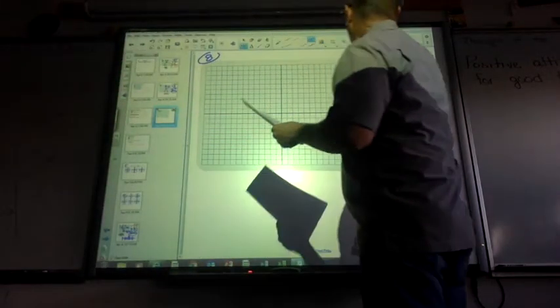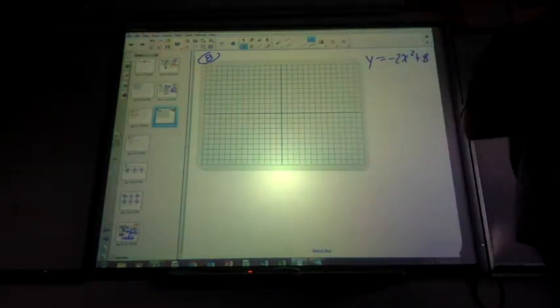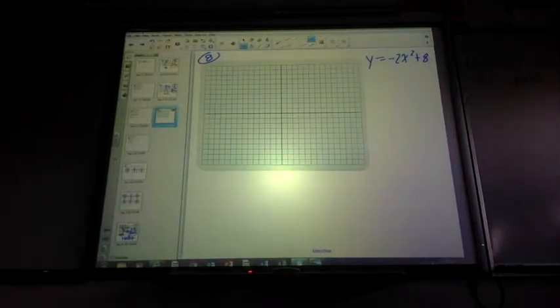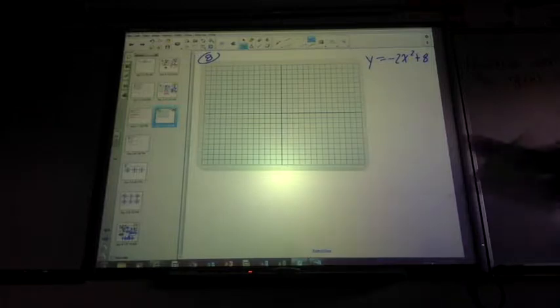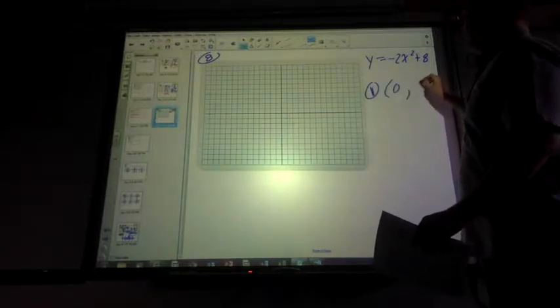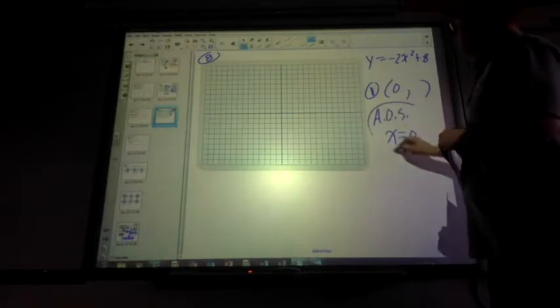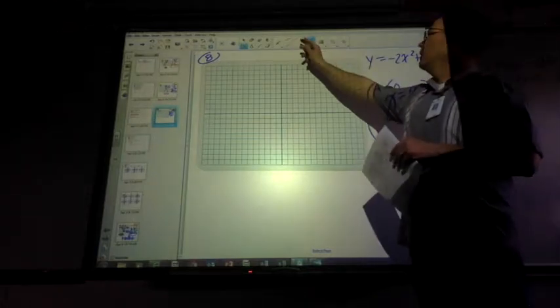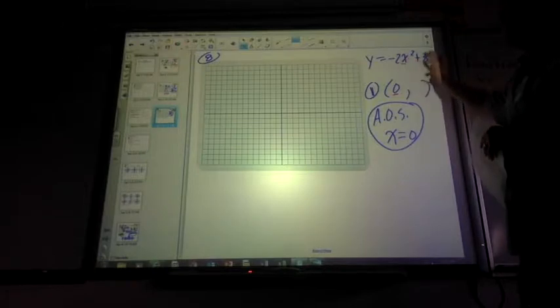Number 8. So I get y is equal to negative 2x squared plus 8. What value is 0, A, B, or C? Wait, no. B. So if I use negative b over 2a, and b happens to be 0, then part of my vertex has to be 0. That means my axis of symmetry also has to be the line x equals 0. So if I plug this in, 0 squared is 0, negative 2 times 0 is 0, 0 added to 8 is 8.